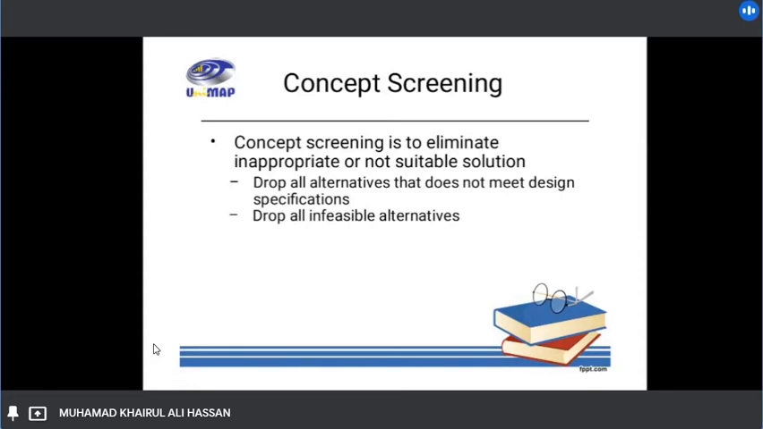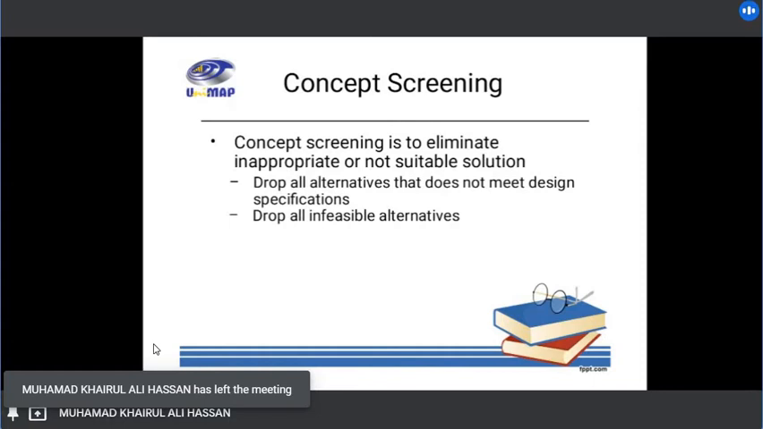Concept screening is to eliminate inappropriate or unsuitable solutions. So we need to drop all alternatives that do not meet the design specification, and drop all infeasible alternatives. For example, as I told you before, we have 5 concepts, and you need to evaluate them one by one. First we go to concept A, and then you determine whether this concept meets the specification, or whether this design meets the customer need or not.